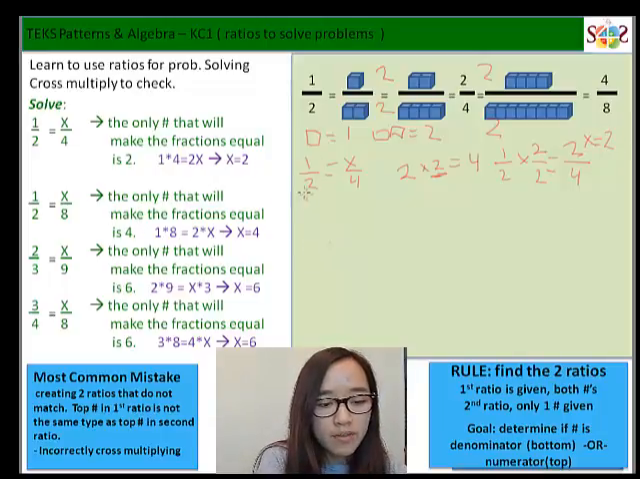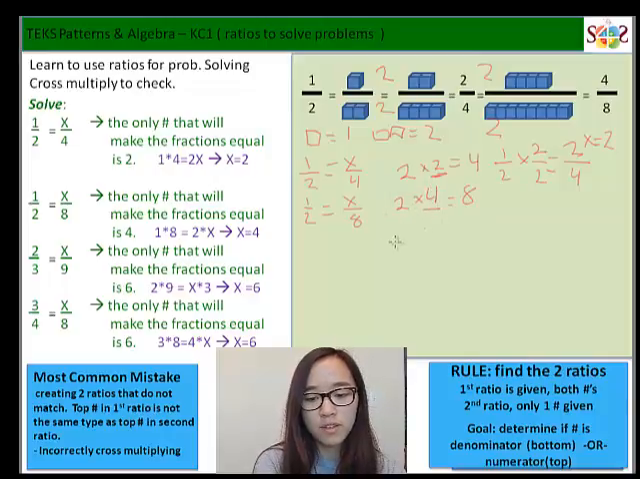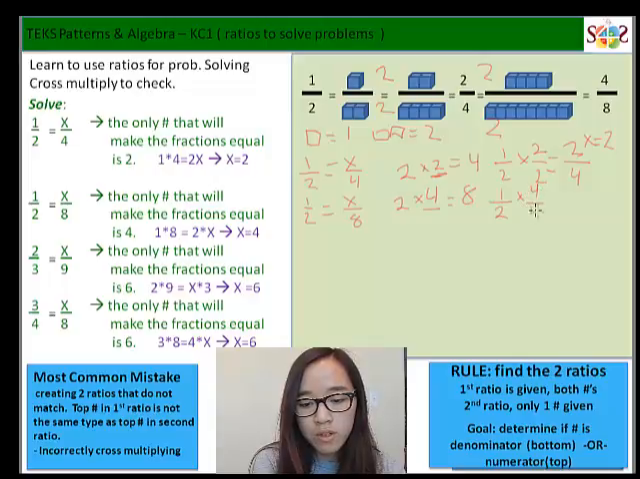Now let's look at our next example. We have 1/2 is equal to x over 8. Once again, like in the previous example, 2 times what number equals 8? 2 times 4 equals 8, which means that 4 is our factor. So now we multiply 1/2 by 4 over 4, starting by multiplying the numerators first. 1 times 4 is 4, and 2 times 4 is 8. So x equals 4.